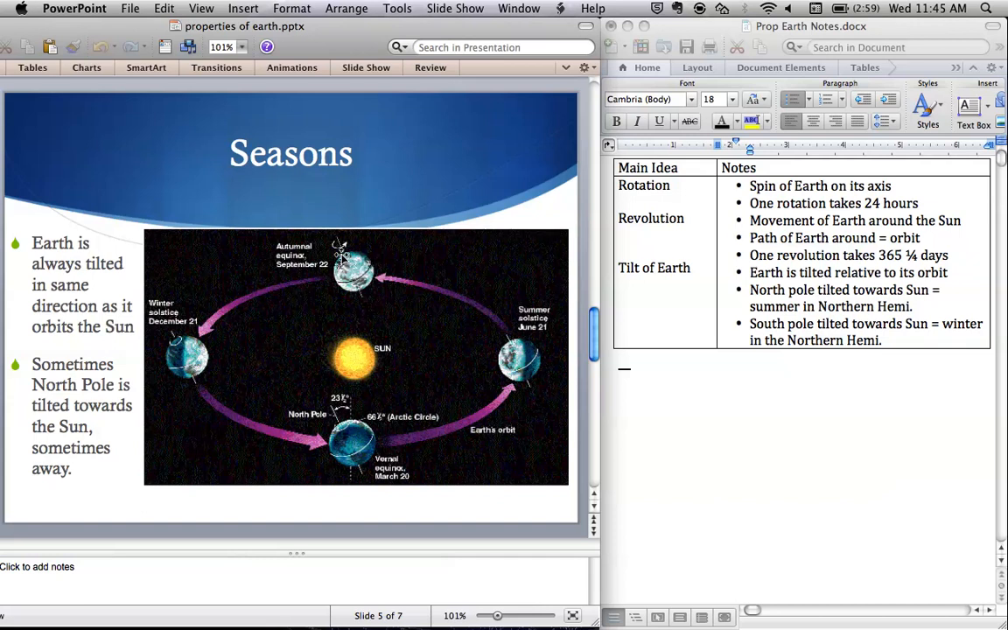The Earth is always tilted in the same direction as it orbits the sun. So the North Pole is always pointed the same way. As we revolve around the sun, sometimes the North Pole is pointed away from the sun, like here during winter. 6 months later, we've gone halfway around our orbit, and now the North Pole is tilted towards the sun. And this would be our summer season. As you may have figured out by now, this means that the southern hemisphere has opposite seasons from us. We'll talk more about that in a second.